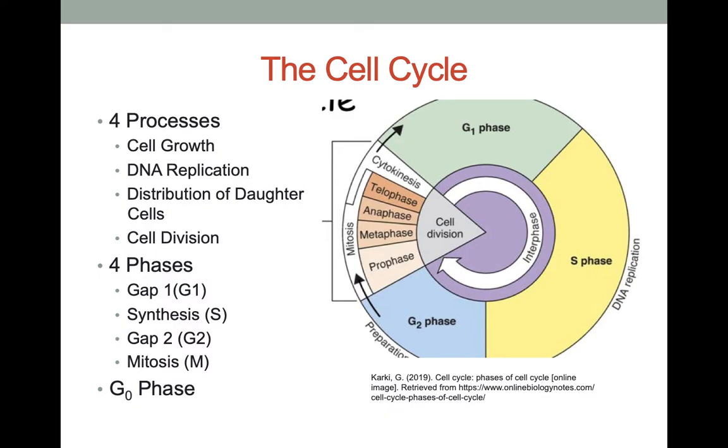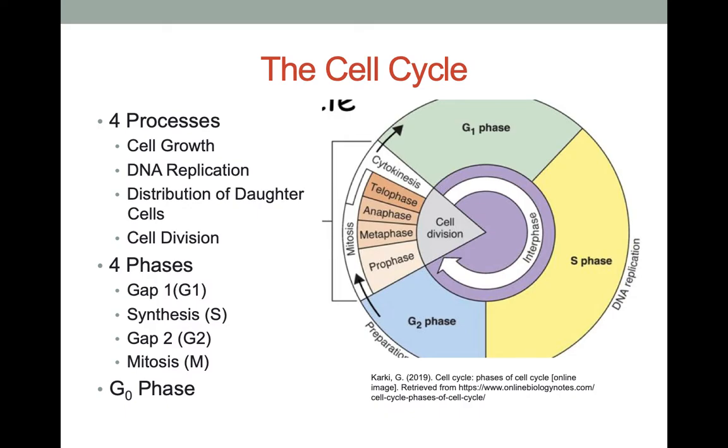So if we look at this, interphase is made up of gap 1, the S phase or synthesis phase, and the gap 2 or G2 phases. The M phase of the cell cycle is the mitosis stage. Upon completion of mitosis, the cell would then go back into G1 and we start the cycle over again.